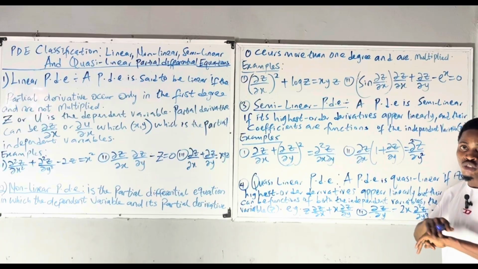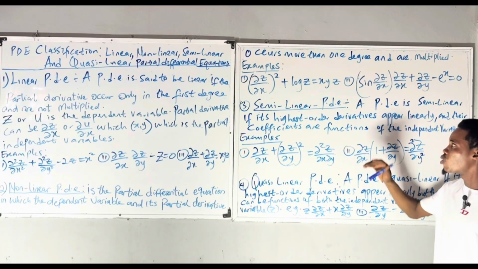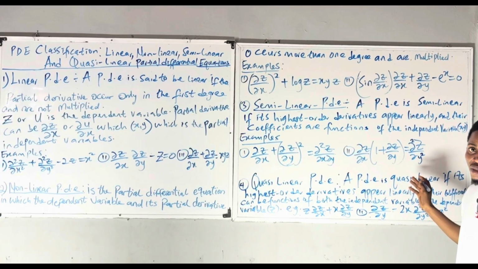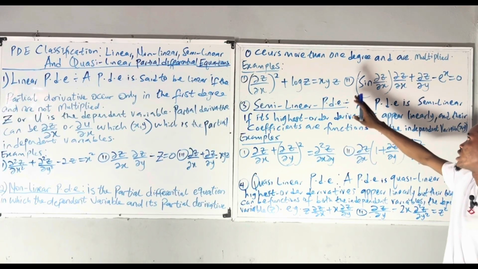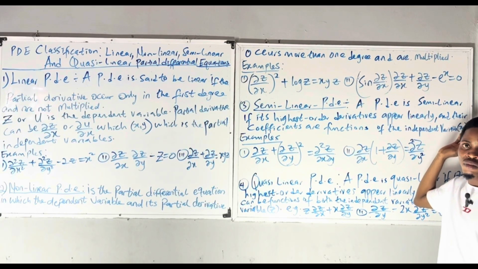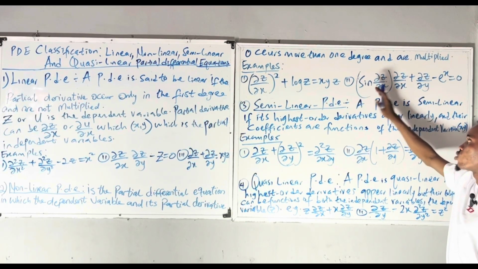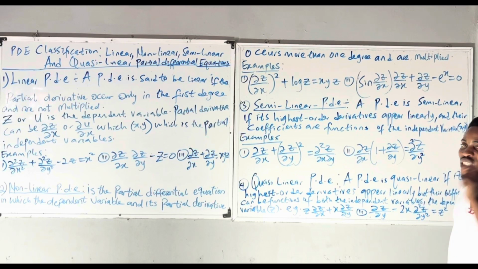Whenever you have a trigonometric function, sine, cos, tan, multiplying a partial derivative, what is the degree? The degree is undefined. There's no degree here. We have order 1, but there's no degree here. But why do we now call it a non-linear PDE?